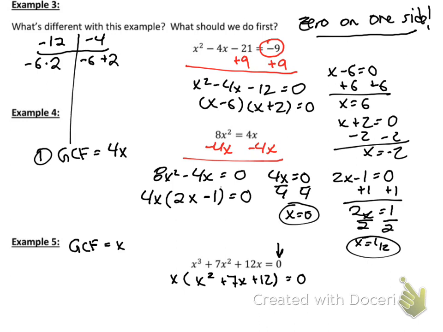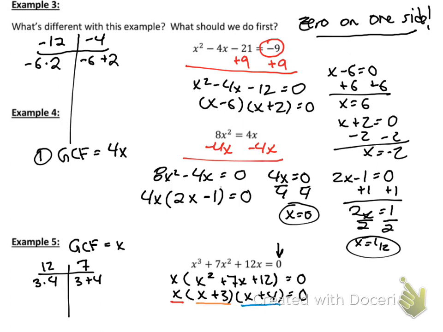So then the trinomial inside the parentheses can be factored using the AC method. So we're going to need two numbers whose product is 12 and whose sum is 7. And that's going to be 3 and 4. So then we can continue and factor this trinomial. And notice this time we have not 1, not 2, but 3 different terms to set equal to 0. So that means this problem has 3 different solutions.